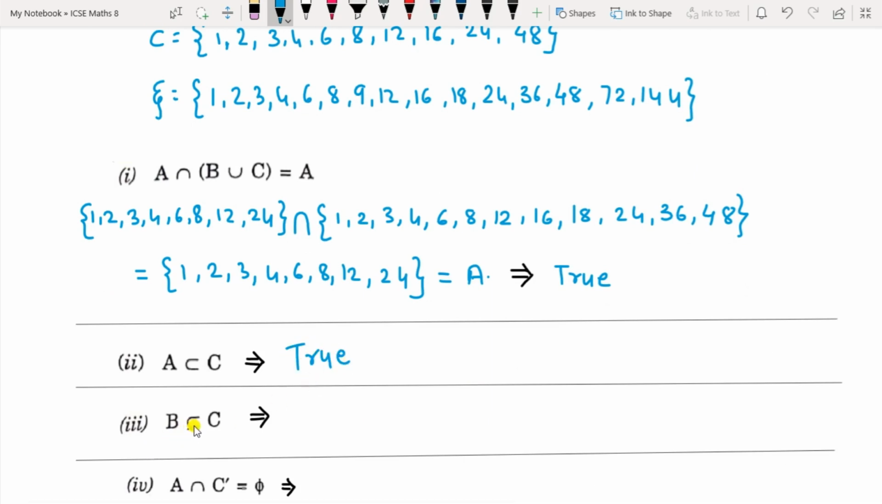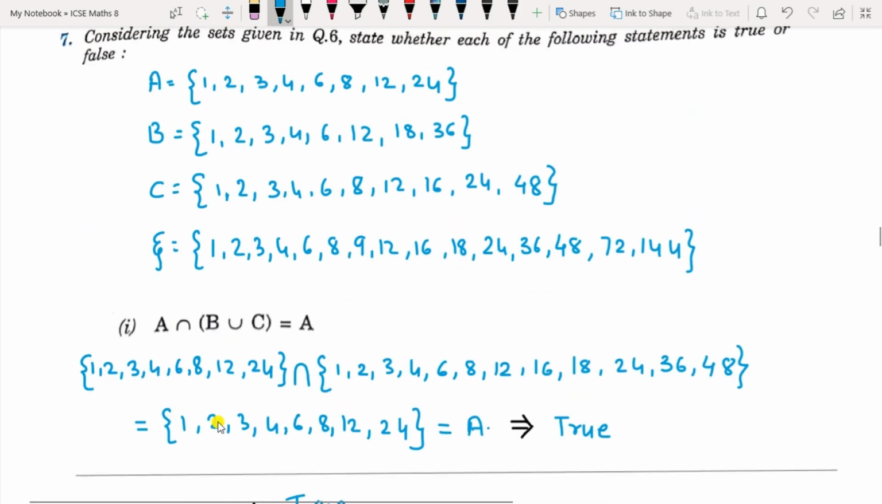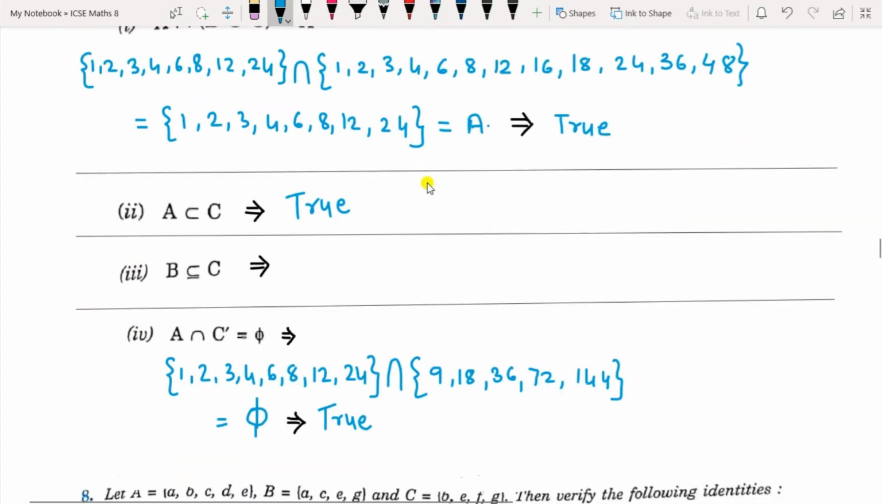B is a subset of C. Is B a subset of C here? No, all the elements of B are not present in C here. See, 36 is not present here, 18 is not present here. So all the elements of B are not in C. So it is false. And A intersection C complement is φ, that is the blank set. So this is A and this is C complement. Their intersection is, yes, of course we are getting the blank set. So it is true.